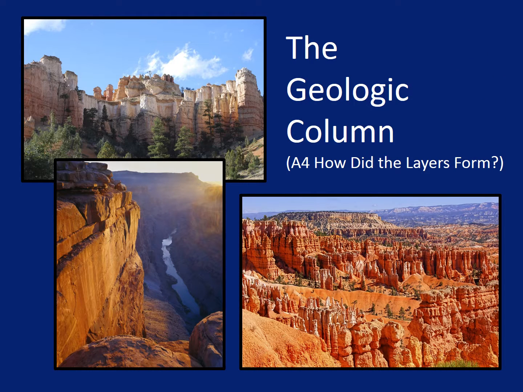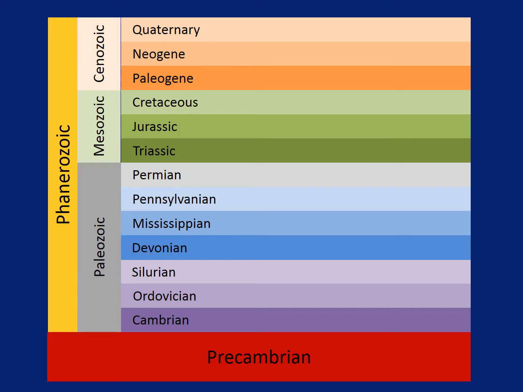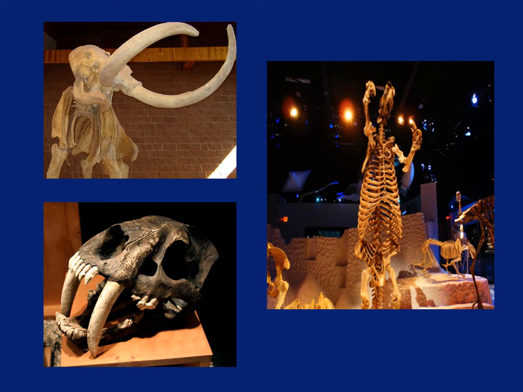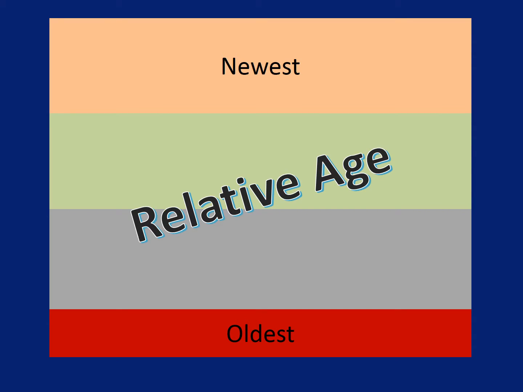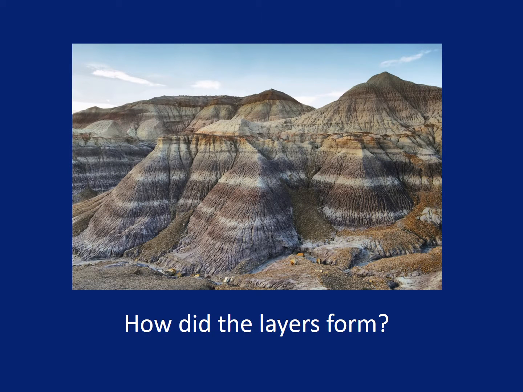The geologic column. How did the layers form? We've learned a lot about the geologic column so far: the names of some of its layers, the kinds of fossils buried in the rocks, and the relative age of the layers. But how did the rock strata get there? How were they formed?